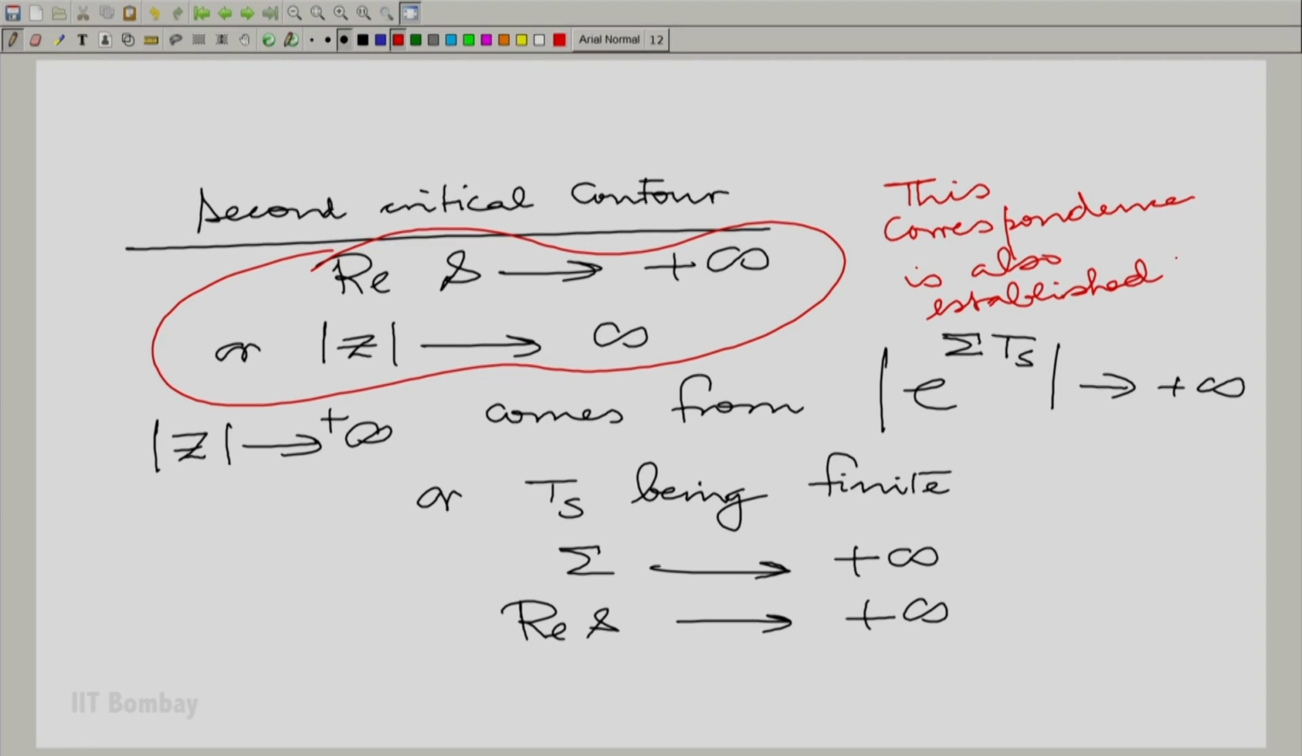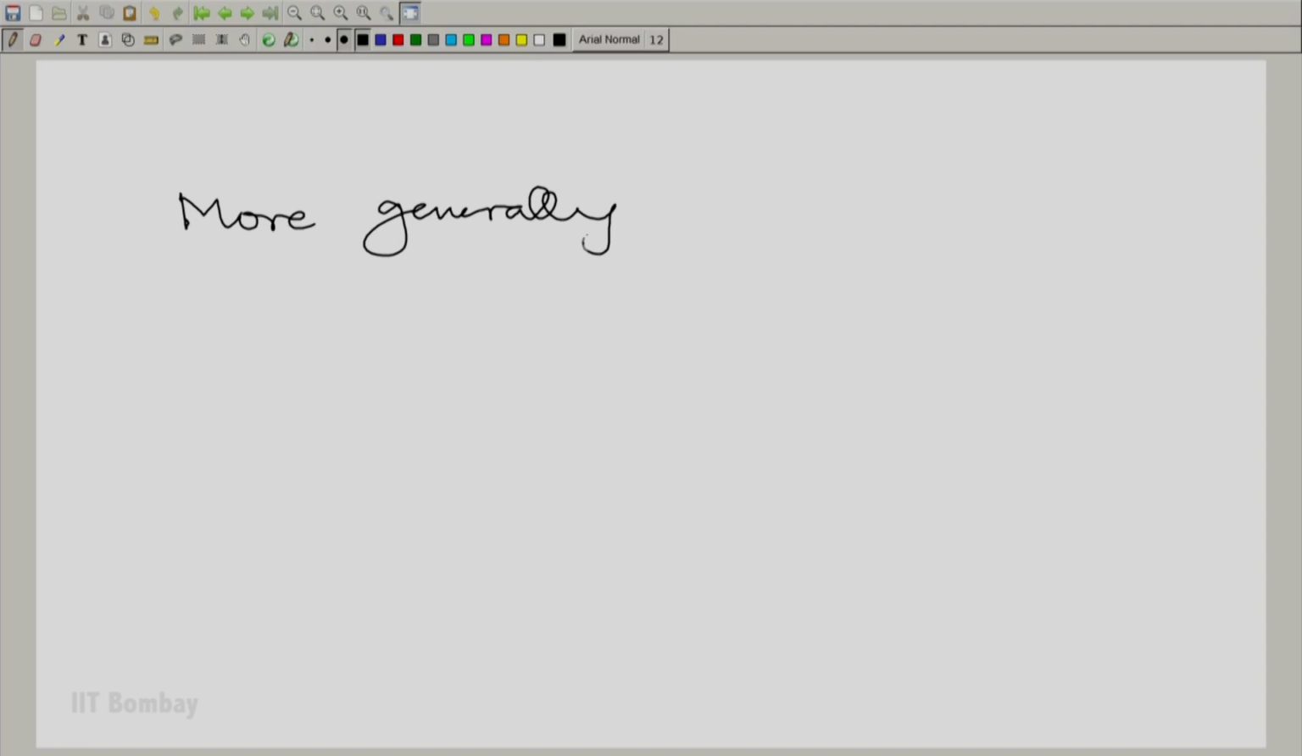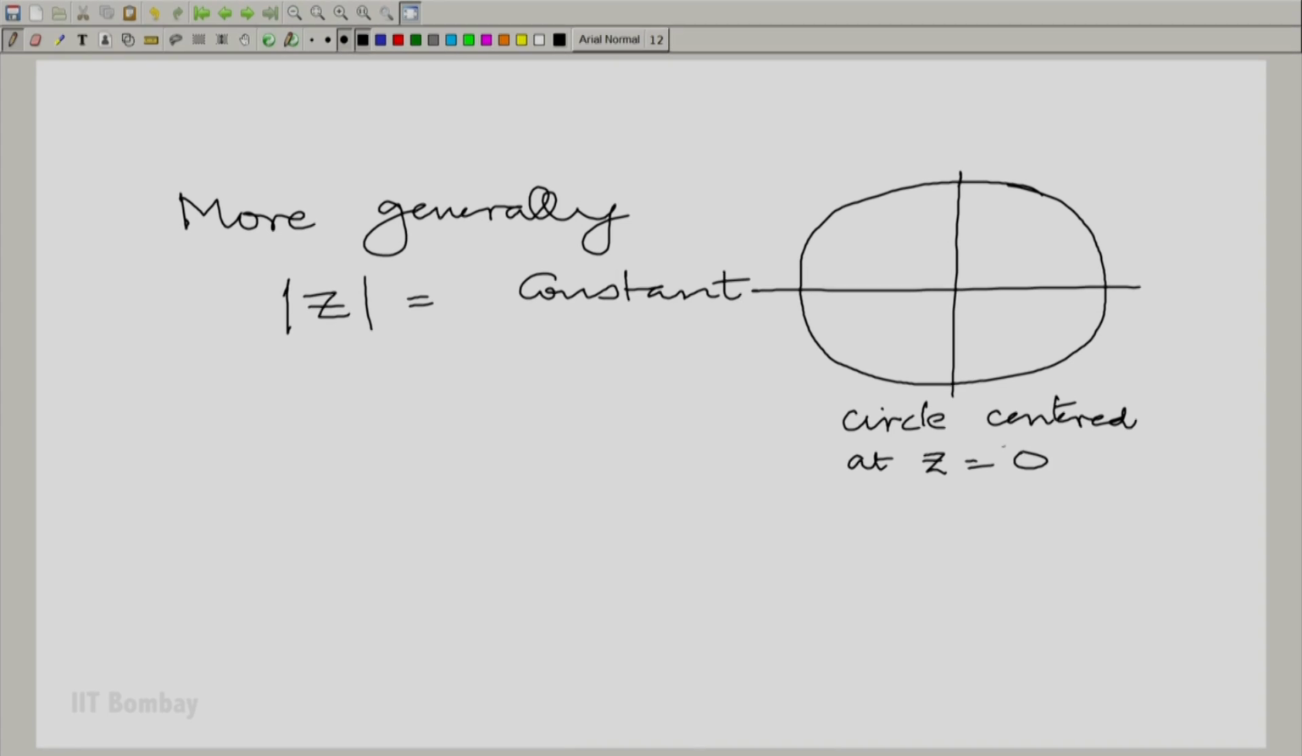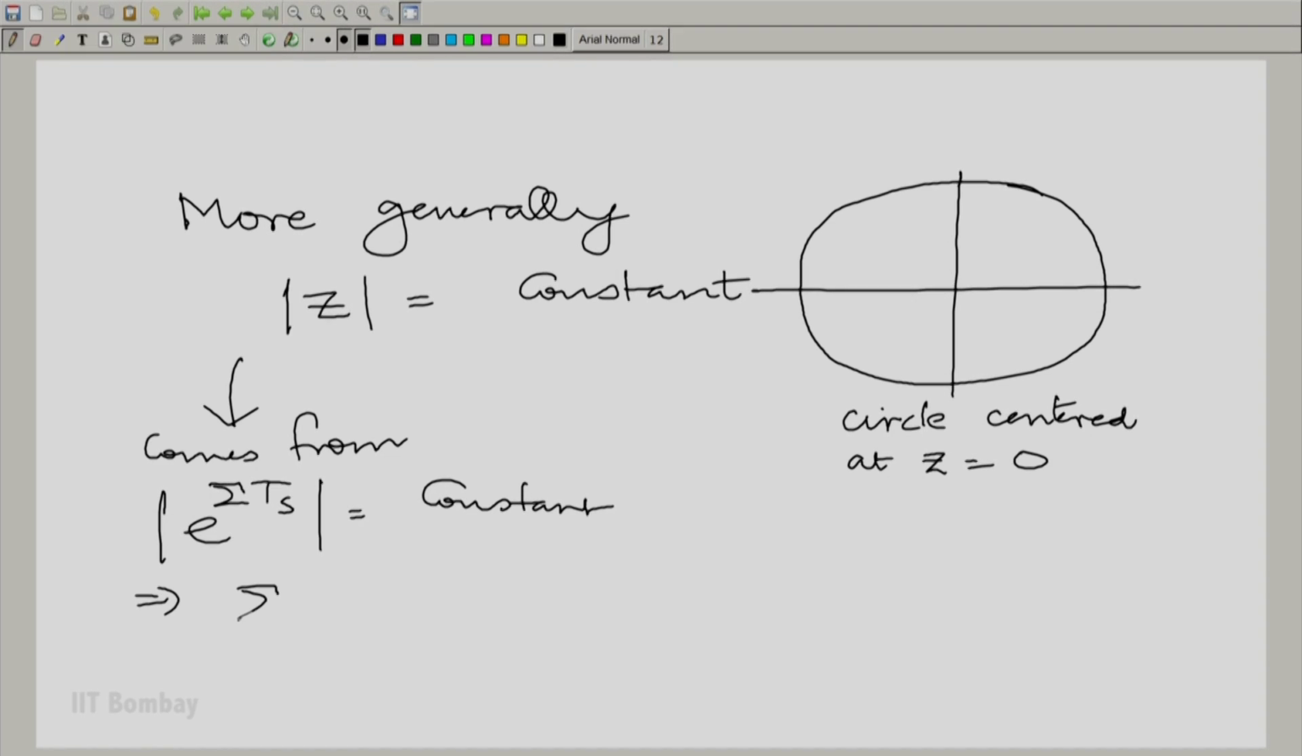In fact, we can go a step further. We can establish a more general correspondence. Mod z is constant, which means a circle centered at the origin in the z plane comes from mod e raised to the power sigma Ts is a constant, and that means sigma must be a constant because Ts is a constant, and that means a vertical axis in the s plane. So, in fact, we have a much more general correspondence here. Vertical axis, real part of s equal to constant in the s plane go to mod z equal to constant in the z plane, and there is a 1-to-1 mapping. And it is therefore not surprising that the critical contours also map.